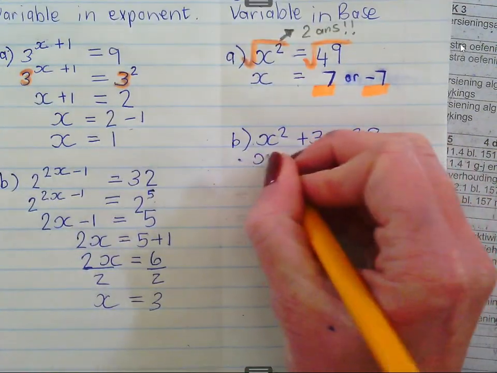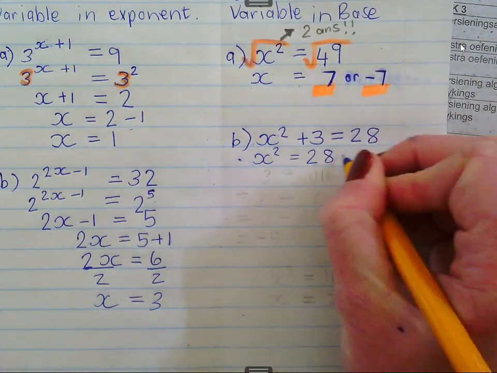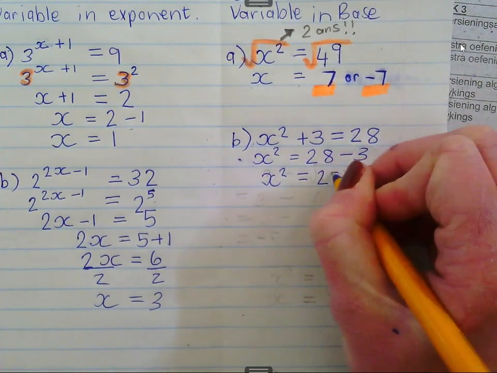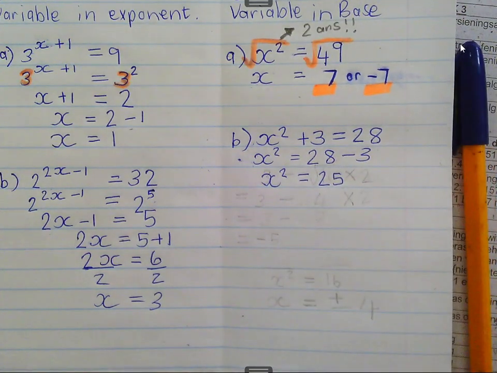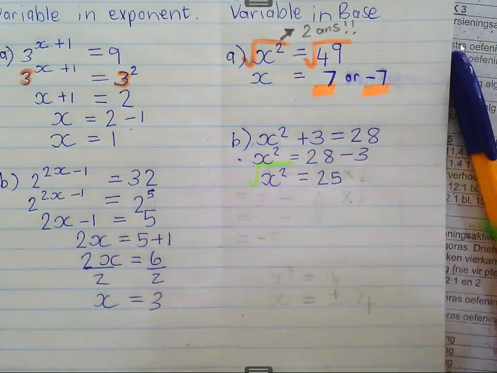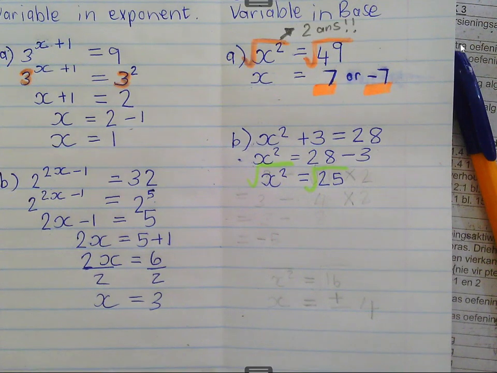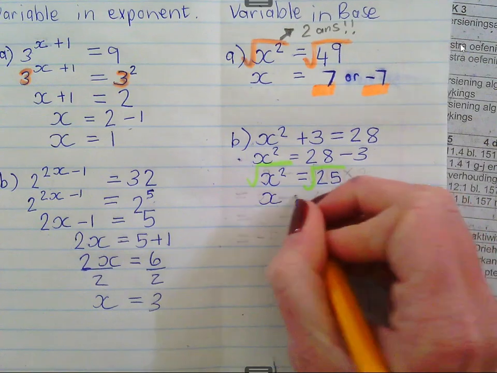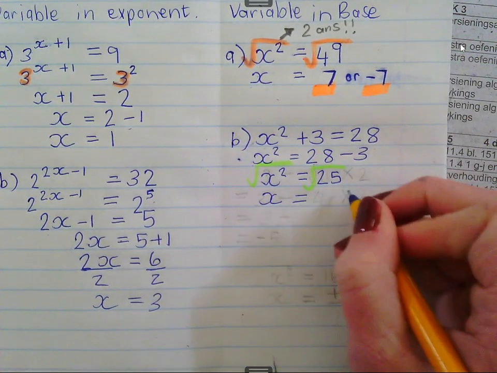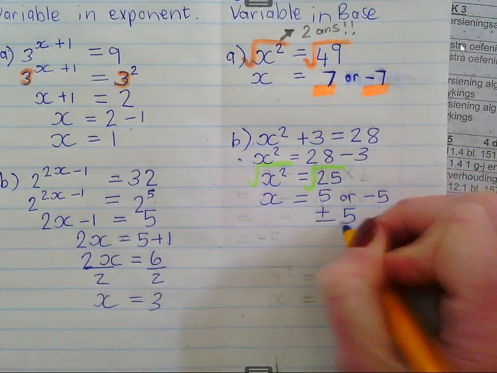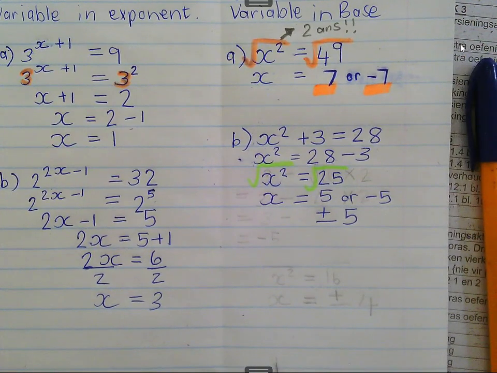So I'll be left with x squared equal to 28 minus 3. So I've got x squared equal to 25. Now x is almost alone, but not quite yet. What must I do to get it to be alone? Square root, then it cancels out. And now my scale is tipping. Also on the other side. Now please tell me, my clever grade 8s, what is this one's answer going to be? X equal to 5 or negative 5, or you can say plus minus 5. And that's it.